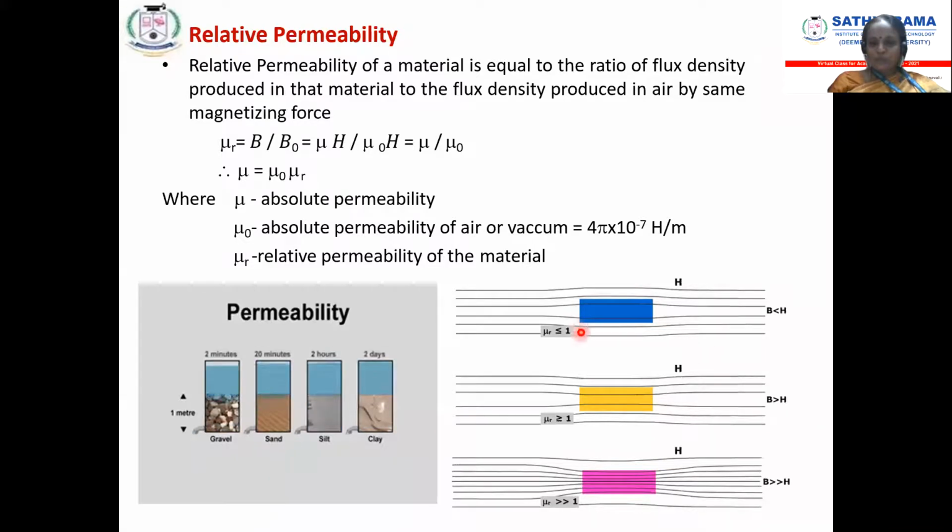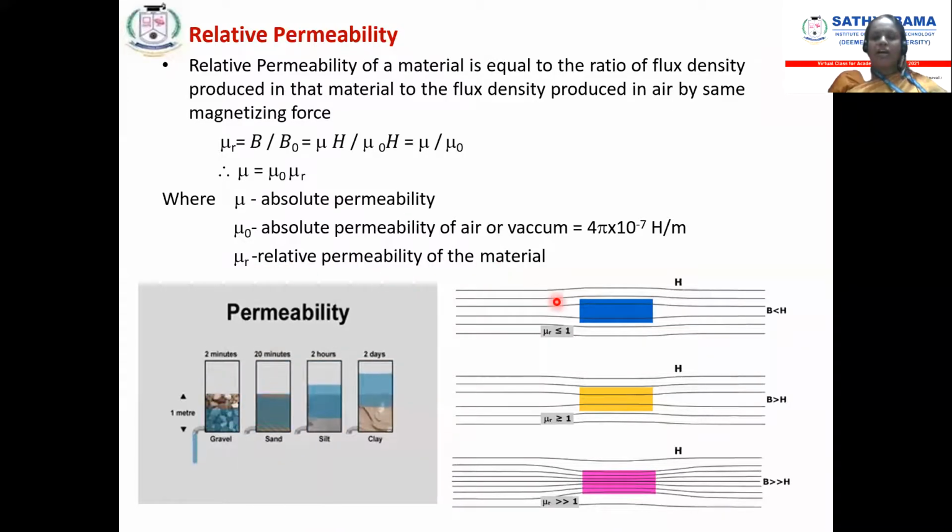That's why I told you here, you have seen nu r. Actually, nu means nu naught into nu r. The nu is nothing but absolute permeability. Nu naught means the permeability of air or vacuum. This value is always constant. This never changes: 4 pi into 10 power minus 7 Henry per meter. Nu r is the relative permeability of the material.